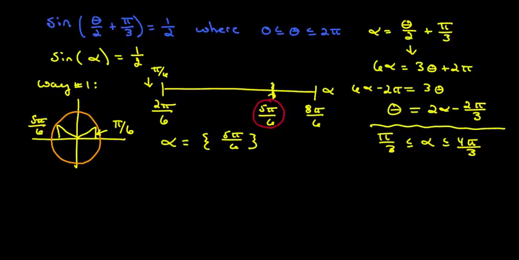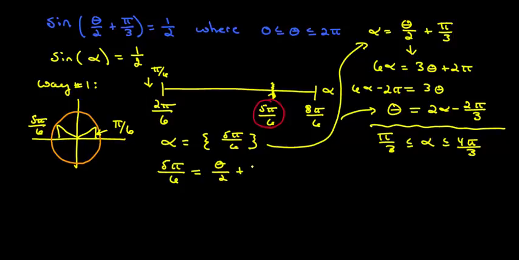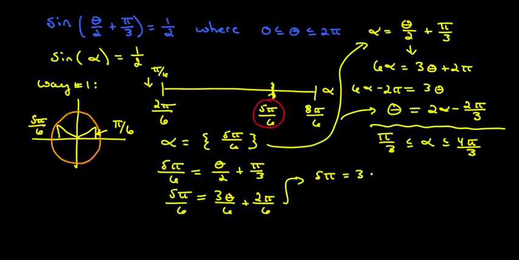But if alpha is equal to 5 pi over 6, now let's go back up here and use this to get theta. So 5 pi over 6 has to be equal to theta over 2 plus pi over 3. Or you can use this down here if you want to as well. So we'll just go ahead and get a common denominator here, which is 6. So this is 3 theta over 6 plus 2 pi over 6 is equal to 5 pi over 6. So we'll multiply everything by 6, and we'll get 5 pi is equal to 3 theta plus 2 pi. So when we subtract, we'll have 5 pi minus 2 pi, which is 3 pi. That's equal to 3 theta. So theta is going to be equal to pi.